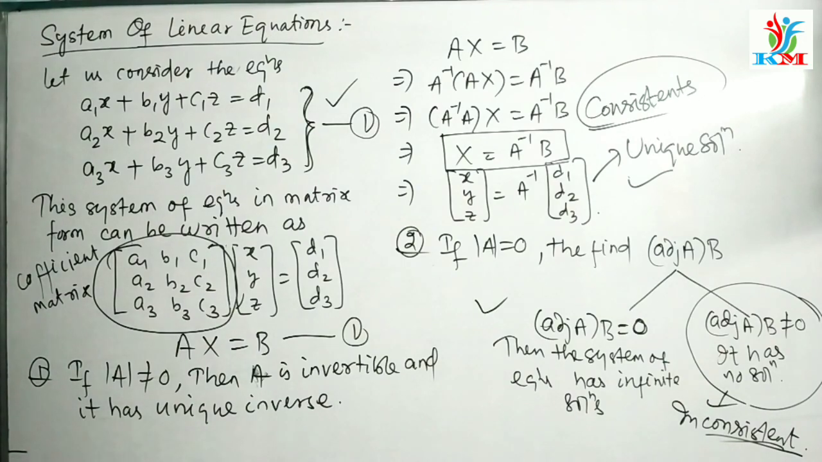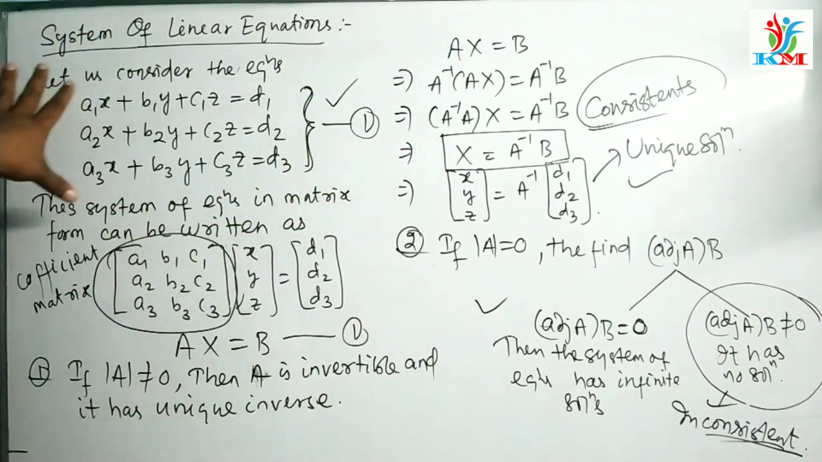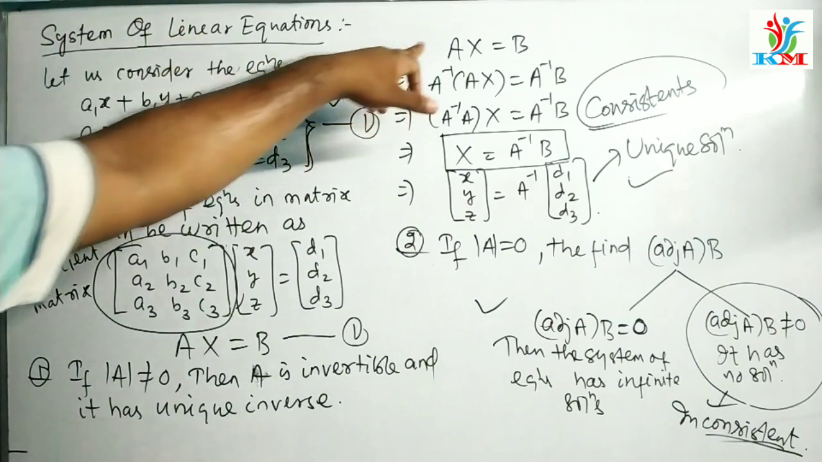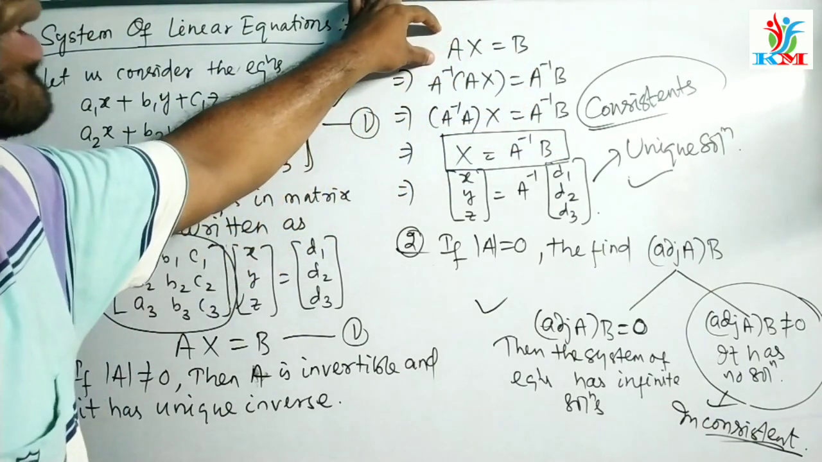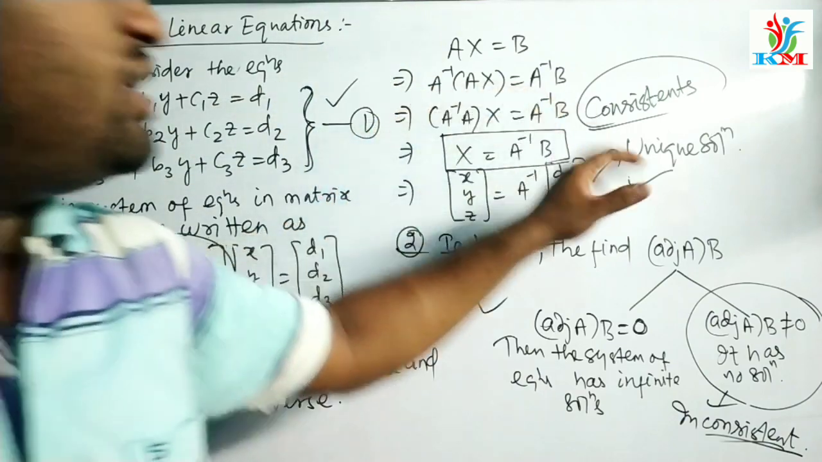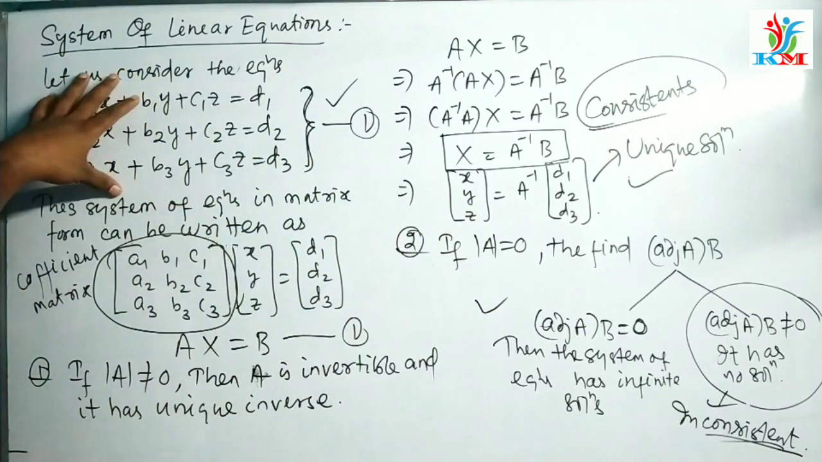If the determinant of A is not equal to 0, then the matrix is invertible and it has a unique inverse. So in this case we get a unique solution for the system of equations. And how to find the unique solution? By multiplying A inverse on both sides of the system of equations Ax equal to B, we get the unique solution for the variables x, y, z.